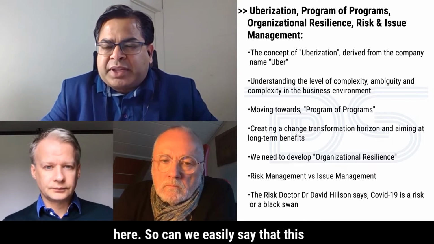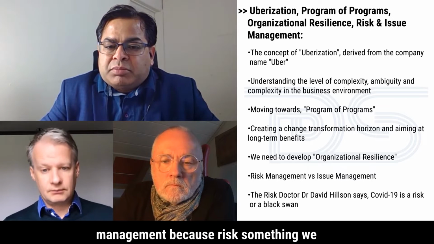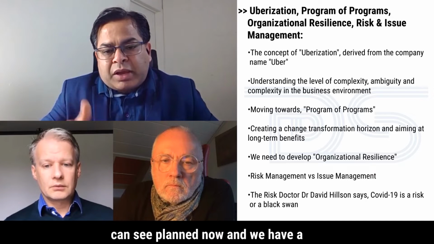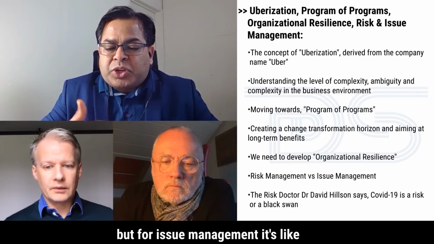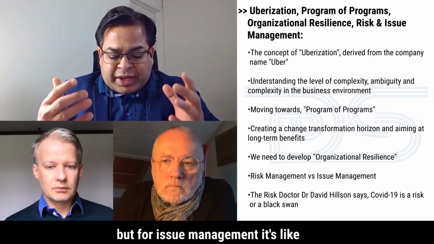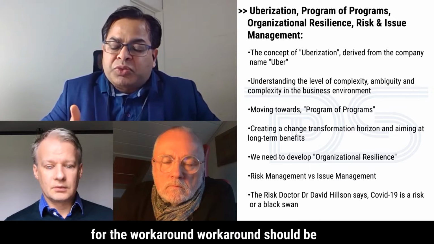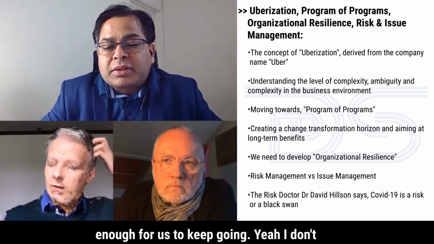So can we easily say that this is a kind of risk management and issue management? Because risk is something we can see, plan now, and we have a fallback plan, plan B, plan C, plan D. But for issue management, it's happening now, crisis, guys, and we look for the workaround. The workaround should be enough for us to keep going.